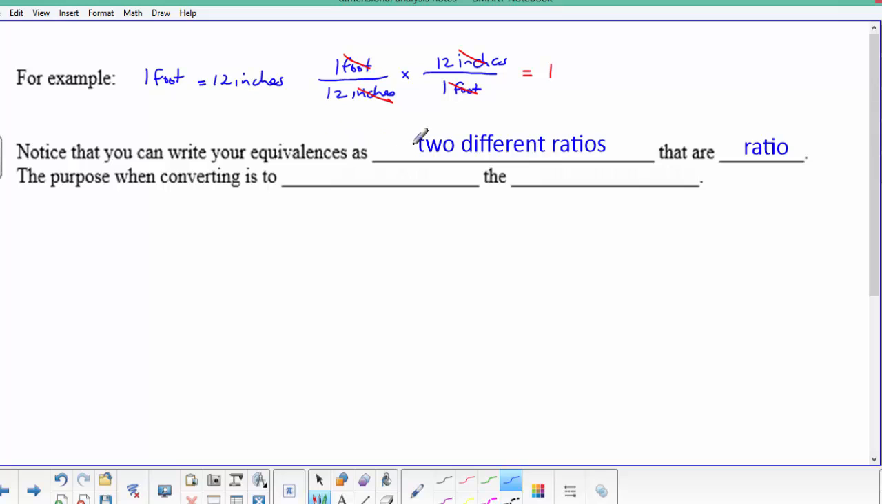Notice that you can write your equivalence as 2 different ratios that are equal. The purpose when converting is to cancel out the unwanted units. So we have to figure out where we are starting, where we want to finish, and cancel out the ones that we start with so that we can get the ones that we want to finish with.